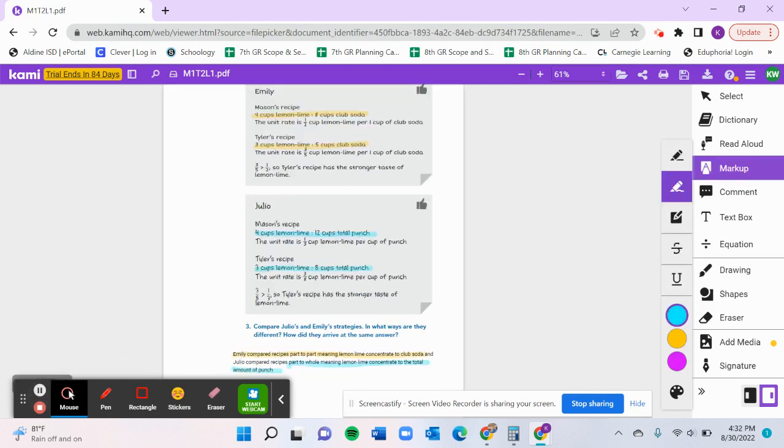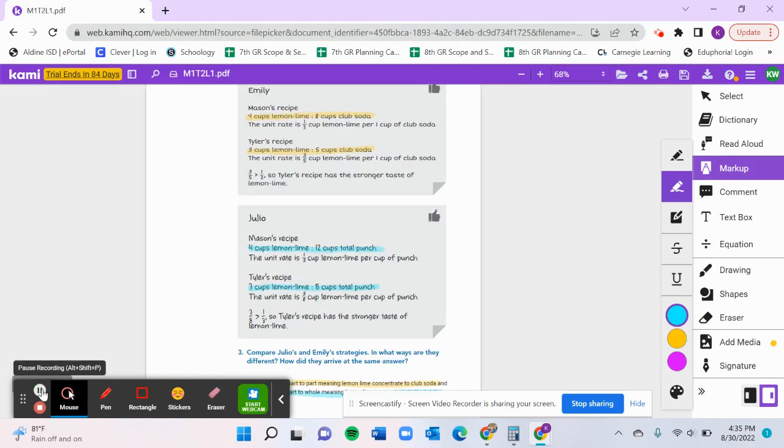Now for number 3. You should have gotten Emily compared recipes part to part, meaning lemon lime concentrate to club soda, and Julio compared recipes part to whole, meaning lemon lime concentrate to the total amount of punch. They arrive at the same answer because no matter which way you do it, the ratio will still be the same.